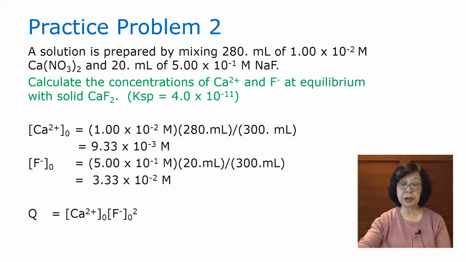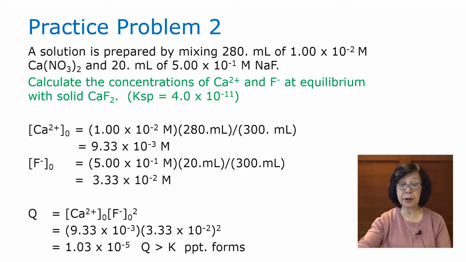Now you set up the quotient, which is initial concentration of calcium ion times initial concentration of fluoride ion raised to the power of 2 because of the coefficient of 2 in the dissociation stoichiometry. So when we multiply the terms together, we have 1.03 times 10 to the negative 5. The quotient is greater than the KSP. That means precipitation will form. Now we need to use this number and carry on further to calculate concentration of the ions at equilibrium.